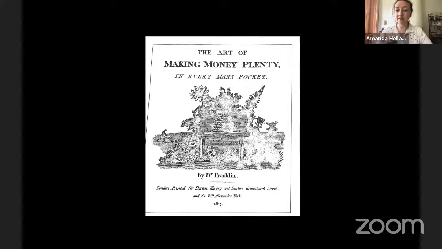But what happens is this gets printed, and notice that this is printed in London. So it's published in America. It's also published in London. We're seeing more of the children's book moving in a transatlantic way.